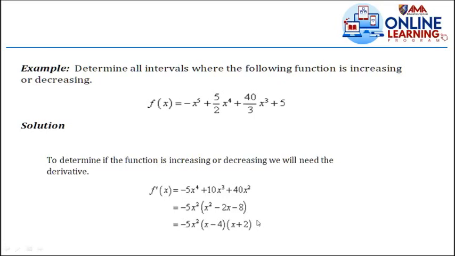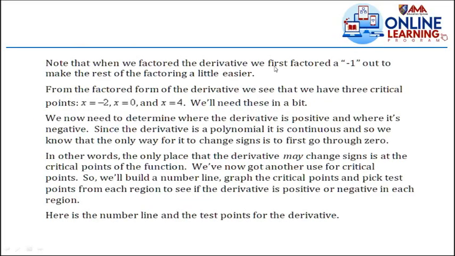The next thing we're going to do is equate the factors to 0. Negative 5x squared is equal to 0, x minus 4 is equal to 0, x plus 2 is equal to 0. With that, we can find the critical points. Note that we first factored out a negative 1 to make the rest of the factoring a little easier. From the factored form of the derivative, we have 3 critical points.